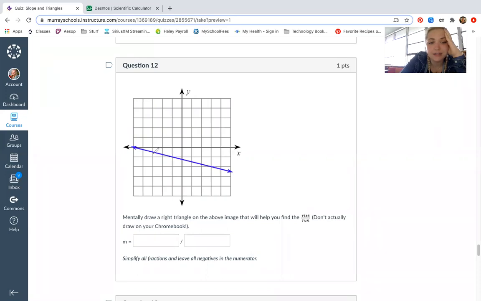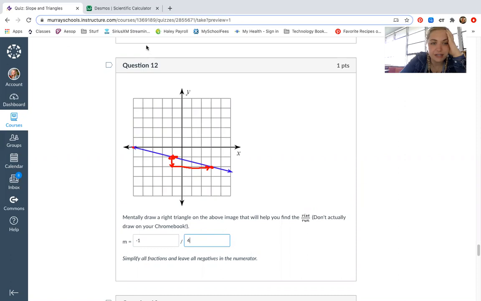And again, just mentally, you can do this with your finger. I would put my finger here first. And then I know that this is going down 1 space to the right 4. So mentally, I was looking at these 2 dots. Oh boy, that's not a great dot. And it went down 1 to the right 4. I also could have done that from here to here. Down 1 to the right 4, down 1 to the right 4. If you had gone down 2 to the right 8, that would still reduce -2/8 into down 1 to the right 4. So I'm going to say down 1, -1, and then +4 for the run.